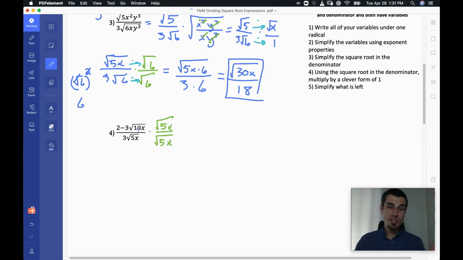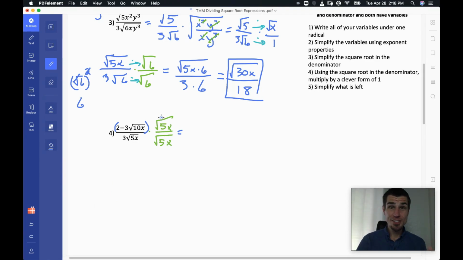So when I have multiple terms in the numerator or denominator, what I like to do is go ahead and put some parentheses around it. This is just a visual cue for me. Hey, you need to distribute. You have to distribute. Because look, I have a 2 and a negative 3 square root of 10x, and I'm multiplying it by one thing, square root of 5x. This would be the same as if you just had like 2 minus 4x times 3. If you had the 3 outside the parentheses, you would distribute that 3 to all the terms. It's the same thing going on here.